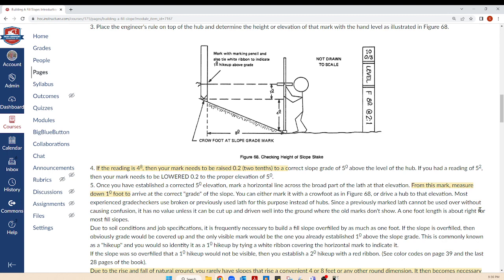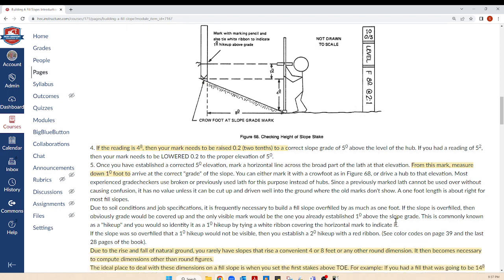A 1 foot length is about right for most fill slopes without causing confusion. Use 1 foot to make your homemade hub. Break a lath and drive it in the ground. If you don't want to use a crow's foot, drive it until you have this, go down, put your grade mark there, put a hub in the ground if you want to. Out of an old lath is what they're saying.